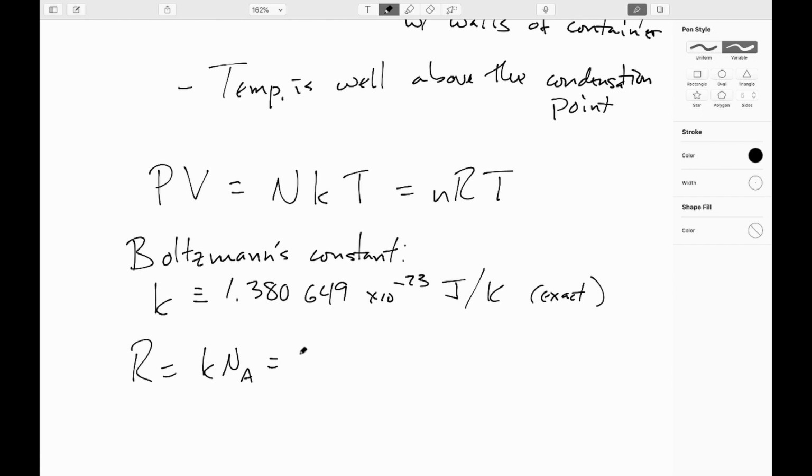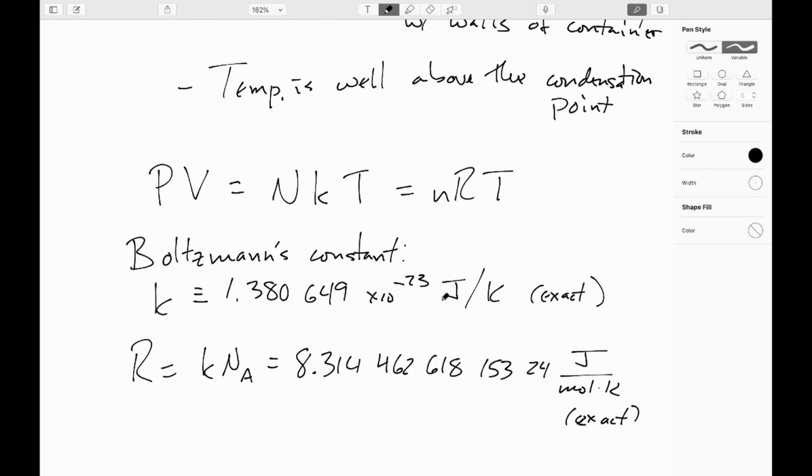If you go ahead and work it through, and please don't bother memorizing all these numbers, it's 8.3144626181532 joules per mole Kelvin, and that is exact. So like I say, the Kelvin will be defined implicitly through Boltzmann's constant being set to this exact number. So we're linking the Kelvin, our unit of temperature, to the joule, our unit of energy.